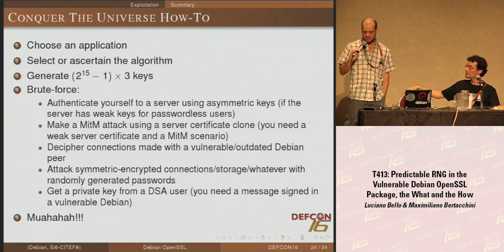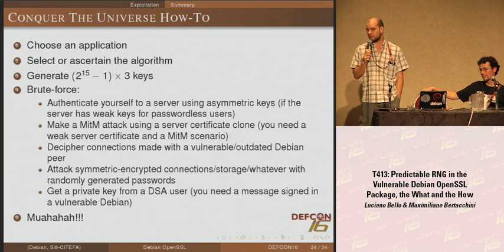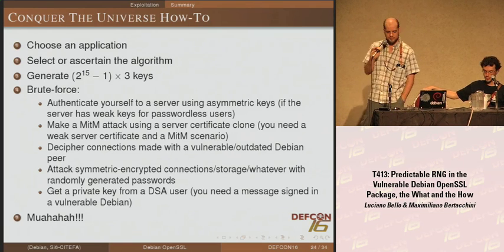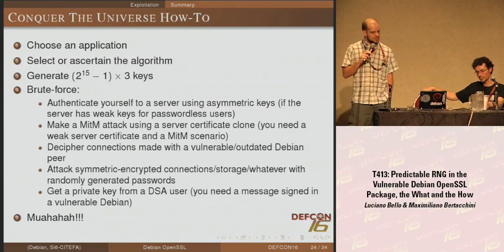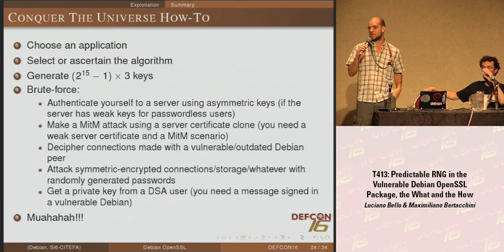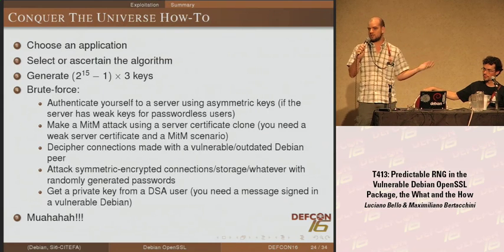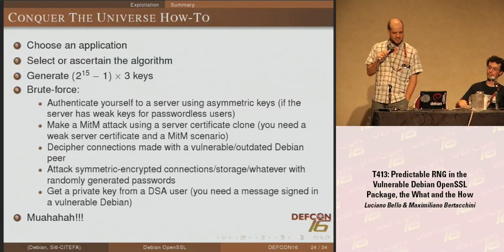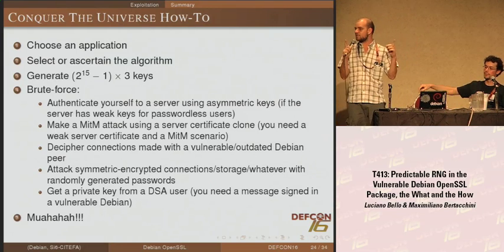So we have a really good scenario here. Debian is the universal operating system, so we can conquer the universe. As Maxi says, we can do it in 5 simple steps. First, we should choose an application. It can be SSH, SSL, whatever. You should see what algorithm is being used. For example, with an SSL connection, if you had a capture of the last 2 years, maybe you work for the NSA and you have all the captures in the world. That would be great in that case. It's not great, but you need to see which algorithm is used in the cipher suite.